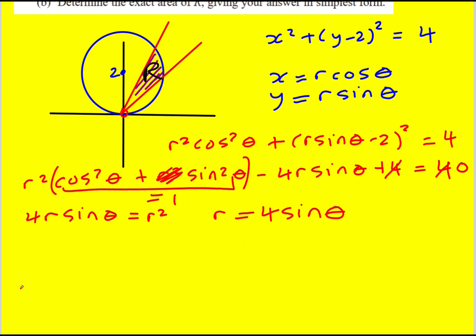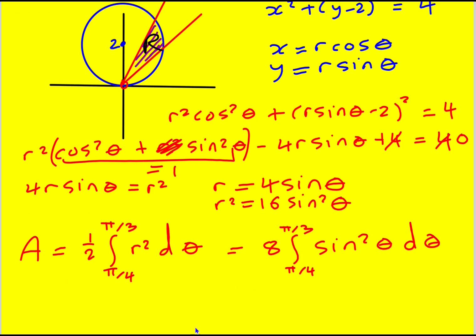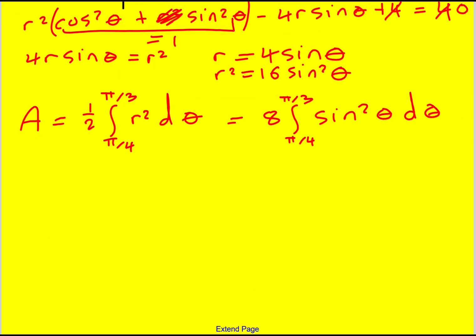And now if I want the area, then it's going to be a half times the integral of r squared with respect to theta. And we're integrating, remember, between pi over 4 and pi over 3. And then I'm going to square this, so r squared is going to be 16 sine squared theta. And I'm going to get 8 times the integral of sine squared theta. And this is an integral that, okay, it takes a bit of time, but one that you should be familiar with. We're going to use double angle formulae.